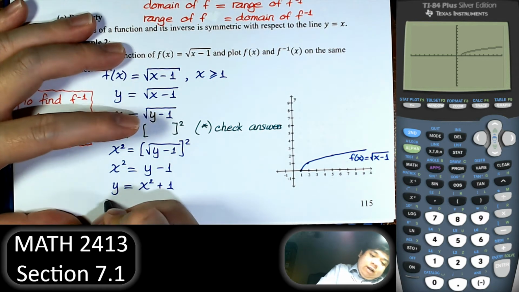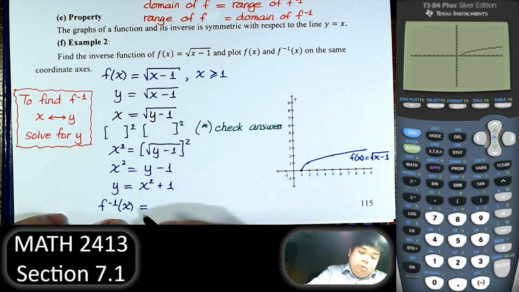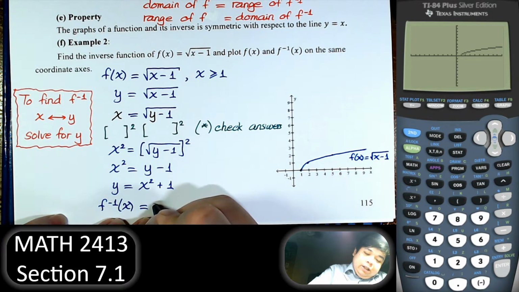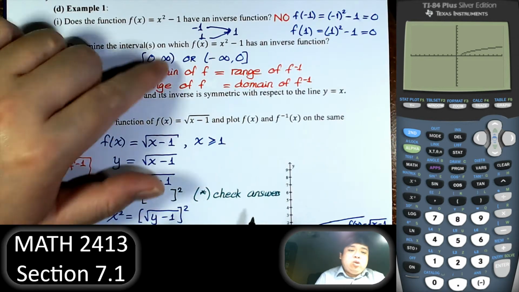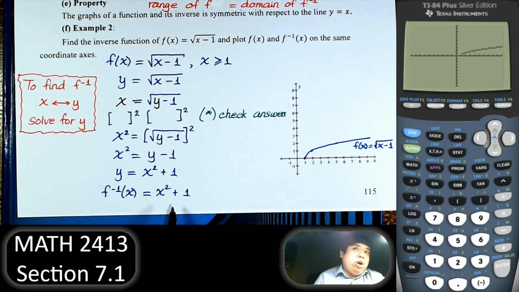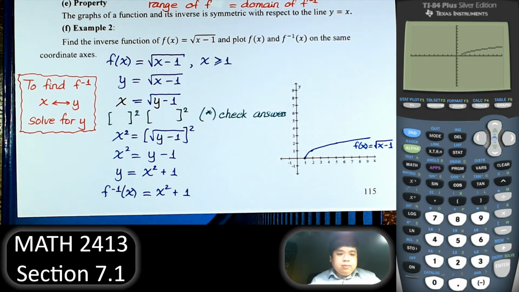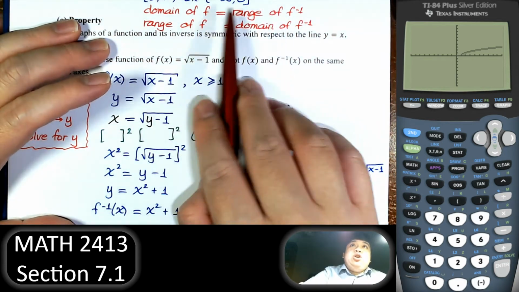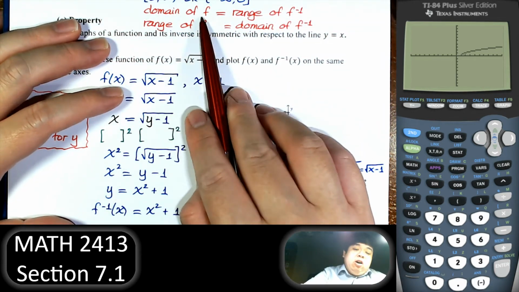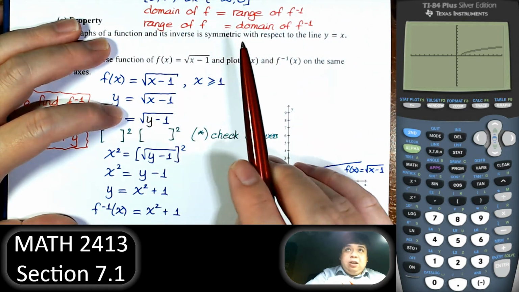So we want to say f inverse, the notation, is equal to x squared plus 1. Right. Once again, similar to x squared minus 1, x squared plus 1 is not one to one. And we also need to check the answer. So what do we check? Right. So remember, the function and the inverse, the domain and range will be interchanged. Domain of the function is the range of the inverse. The range of the function is the domain of the inverse.